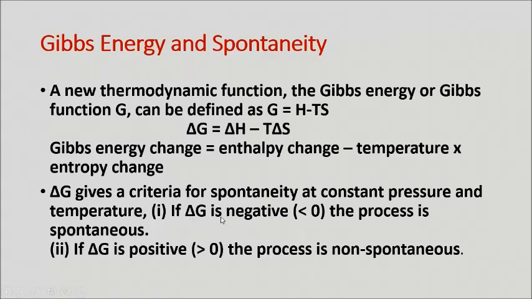That is, if delta G is negative or less than 0, the process is spontaneous. So remember, if the delta G value is negative, the process is spontaneous. And if it is positive or greater than 0, the process is said to be non-spontaneous.